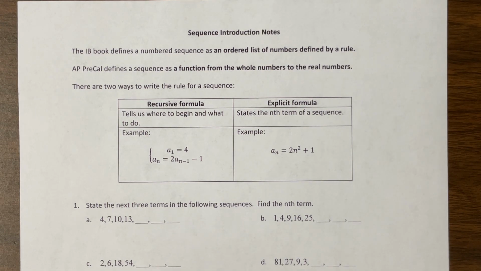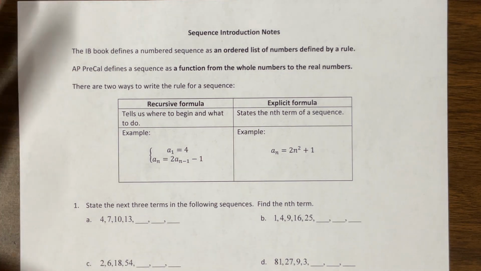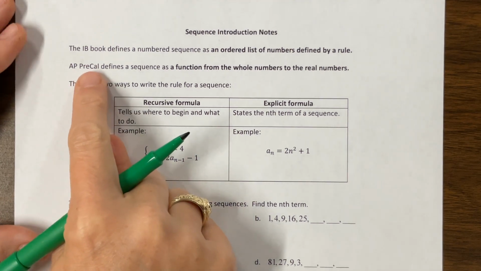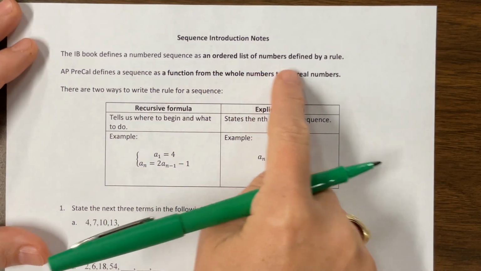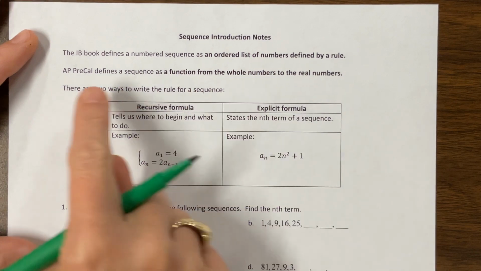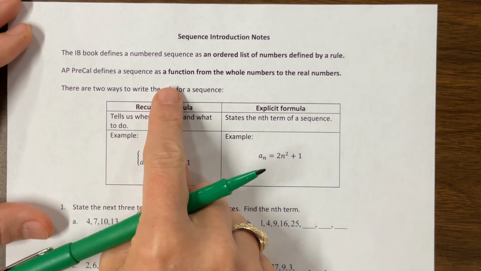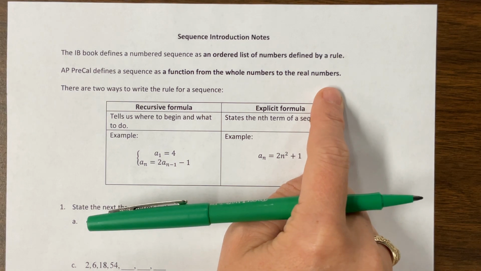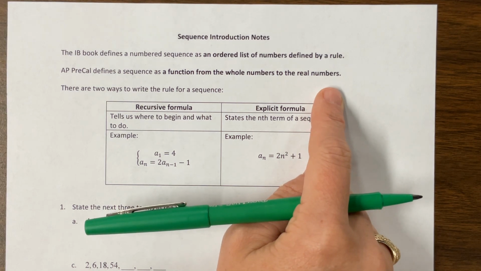This is what I'm going to have my kids do after our previous test and before we really dive into sections 2.1 and 2.2. So this is kind of my intro to sequences. I looked at my IB book and it describes a numbered sequence as an ordered list of numbers defined by a rule. The pre-cal curriculum describes a sequence as a function from the whole numbers to the real numbers. Okay, and I had always just said a sequence is a list of terms.